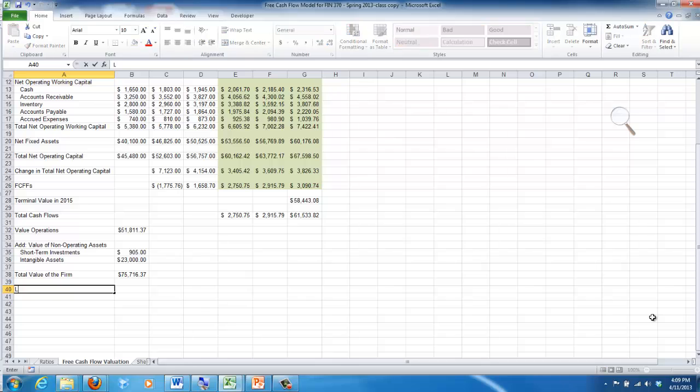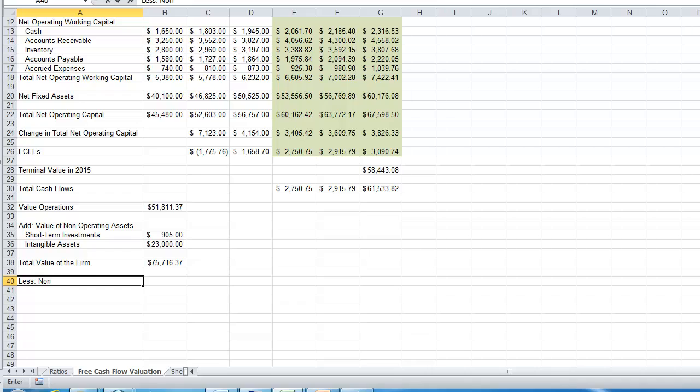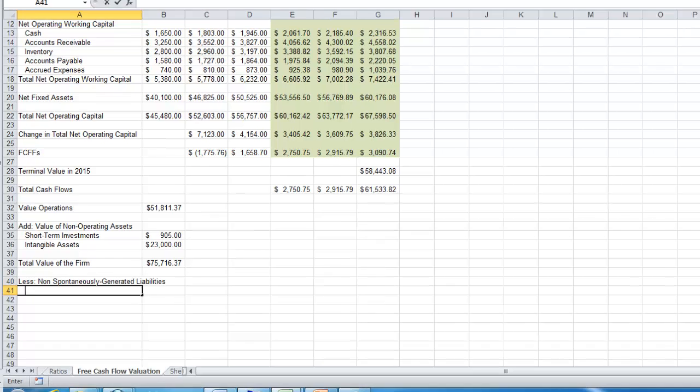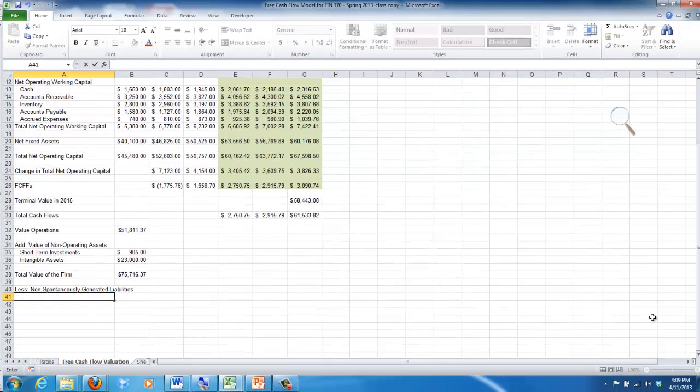Now we're going to subtract out our non-operating, or non-spontaneously generated, liabilities. I pointed out two of them on the balance sheet. Those would be the notes payable and the long-term debt.